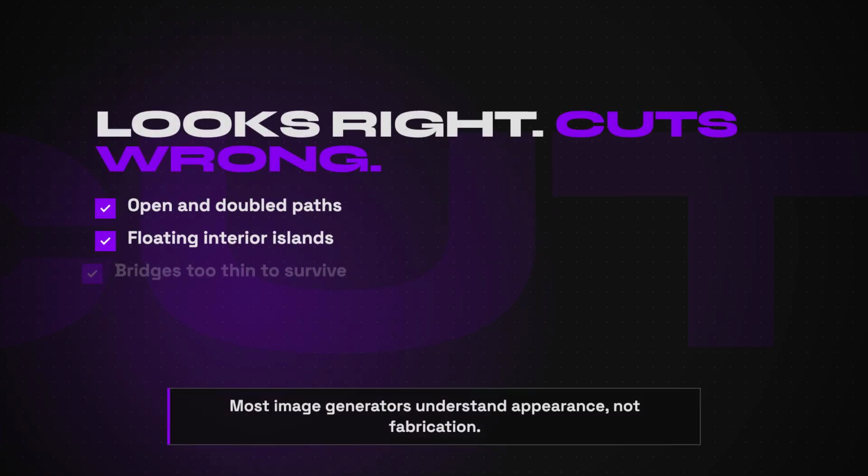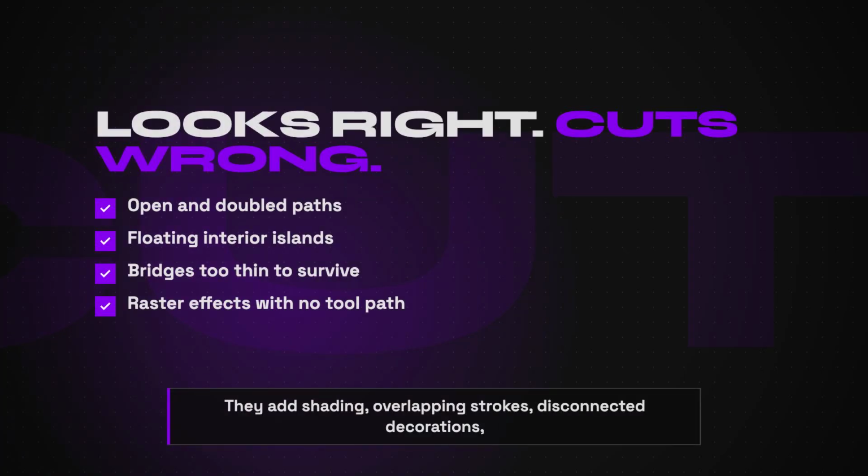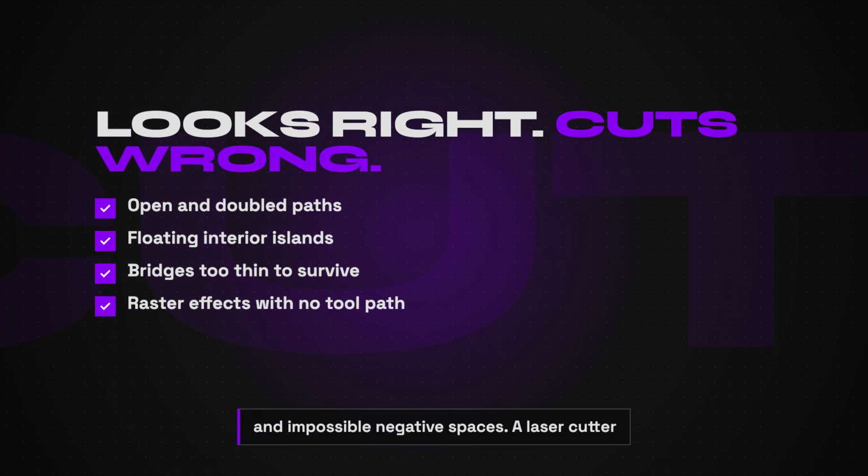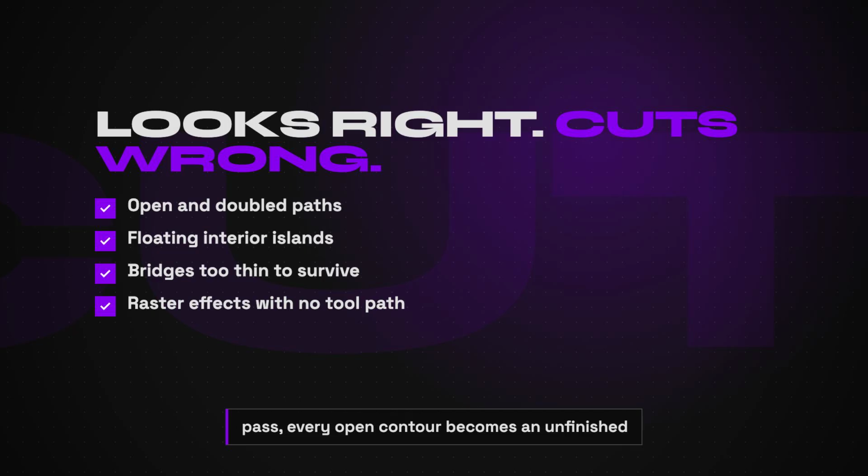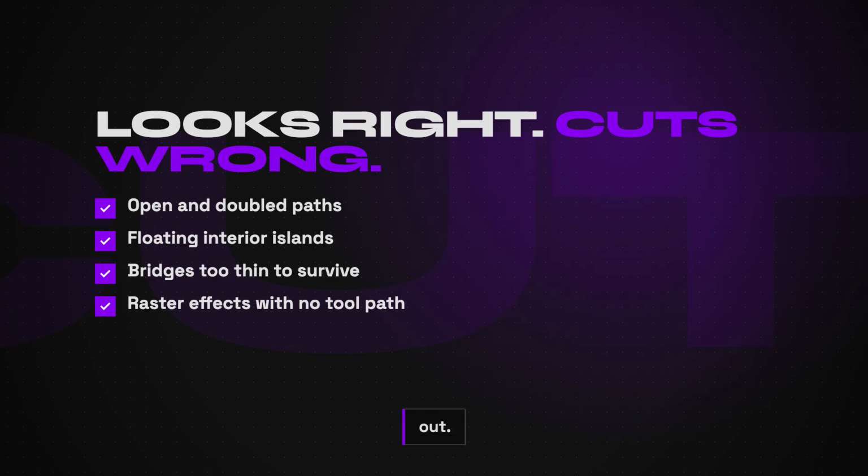Most image generators understand appearance, not fabrication. They add shading, overlapping strokes, disconnected decorations, and impossible negative spaces. A laser cutter follows paths literally. Every duplicate becomes another pass. Every open contour becomes an unfinished cut, and every unsupported island simply falls out.